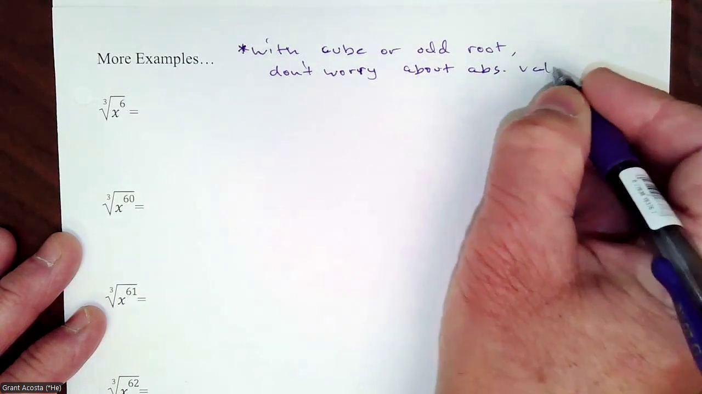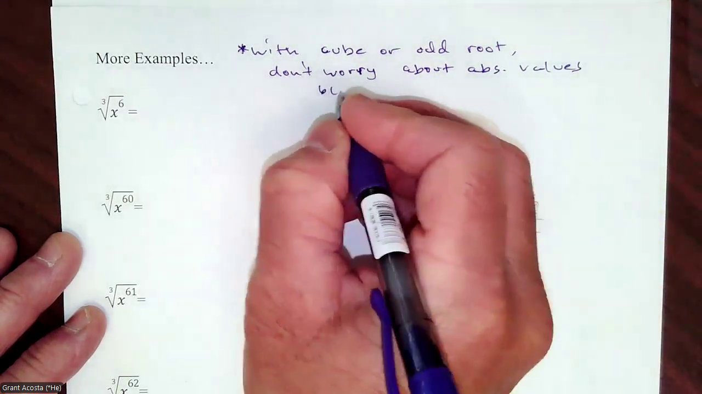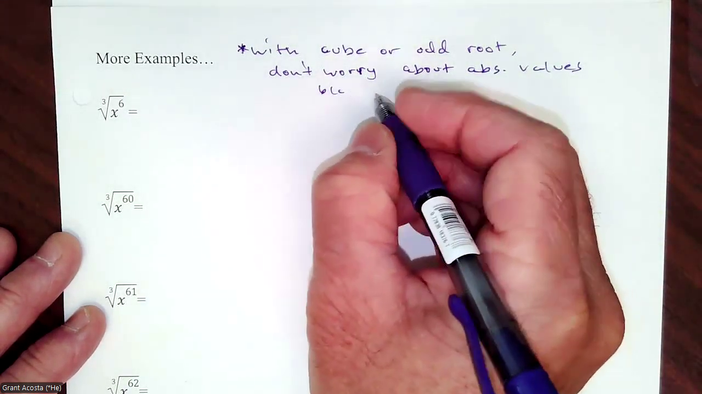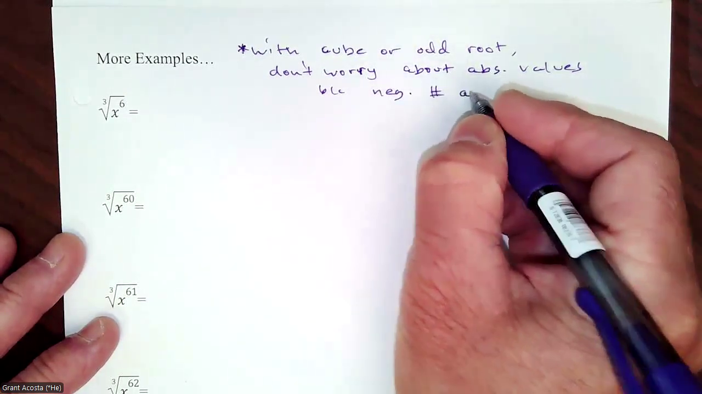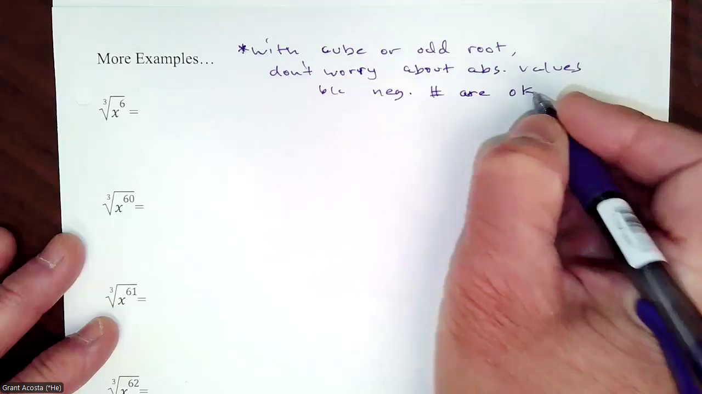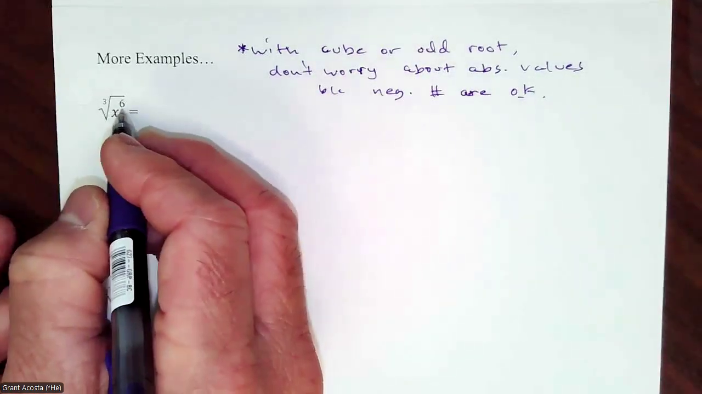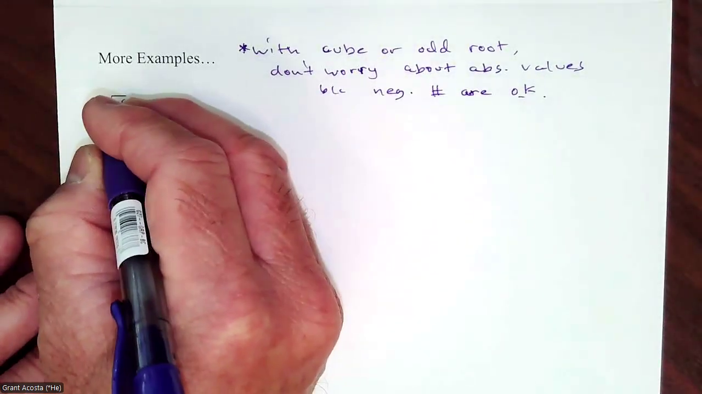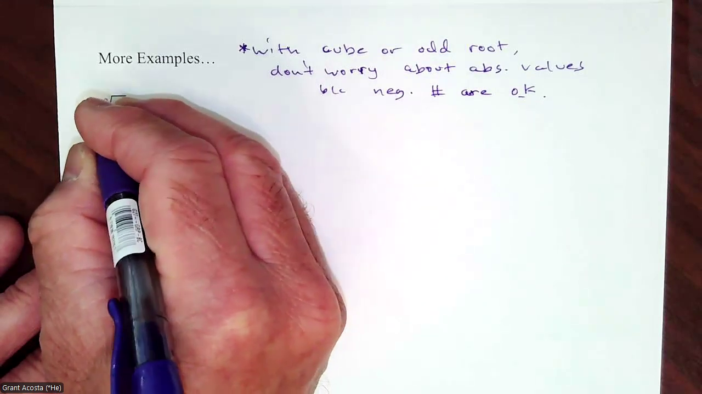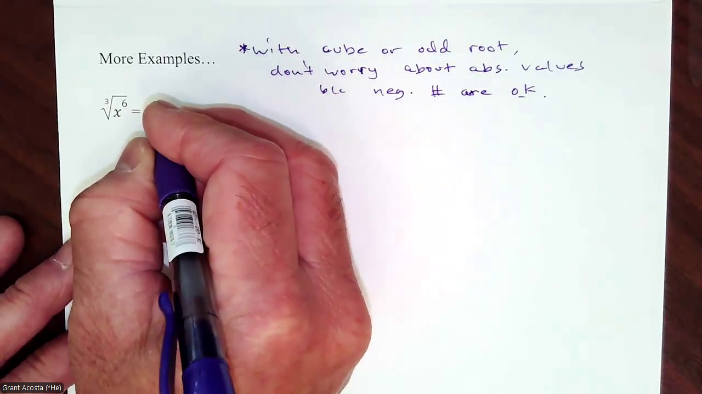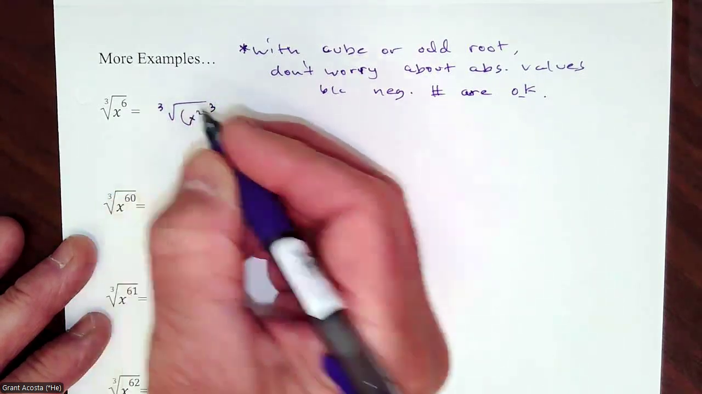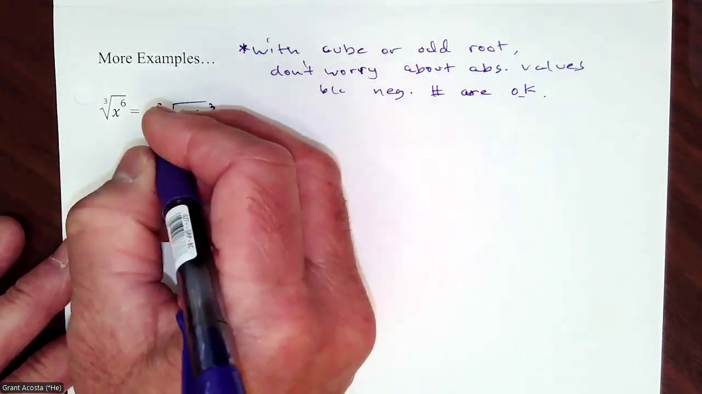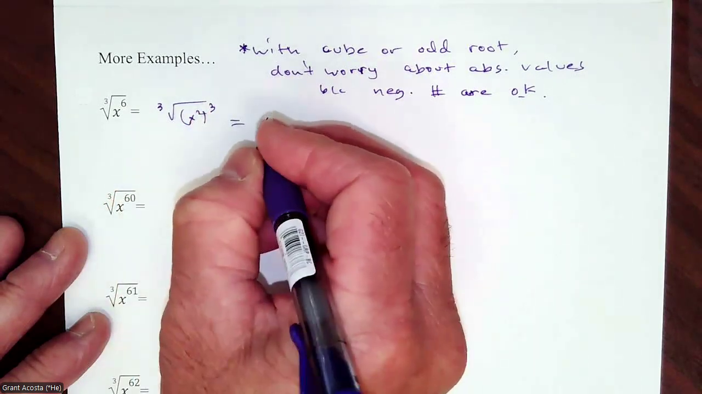Absolute values, because negative numbers inside are fine. Negative numbers are okay. So the bigger thing here, to simplify this, is that I want to take the cube root of something cubed. So I now have to think about x to the 6 as being what cubed? It's x squared cubed. So the cube root of x squared to the third is just x squared.